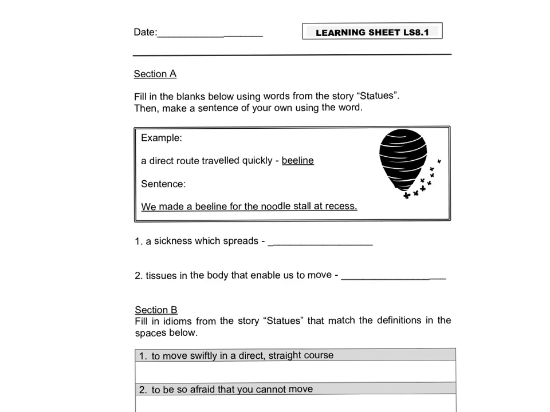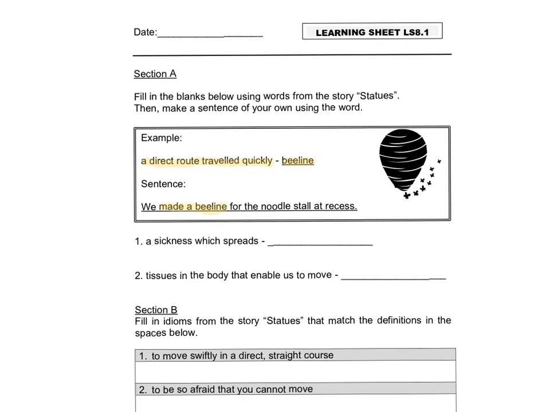Alright? Now I understand that below in this particular question, for a sickness which spreads, there isn't a line drawn for you. So what you can do is you can actually draw your own line and write out your own sentence there. Okay? So let's look at the first example. A direct route travelled quickly. So this word can be found in the story statues: beeline. And the sentence given in the example is, we made a beeline for the noodle stall at recess.